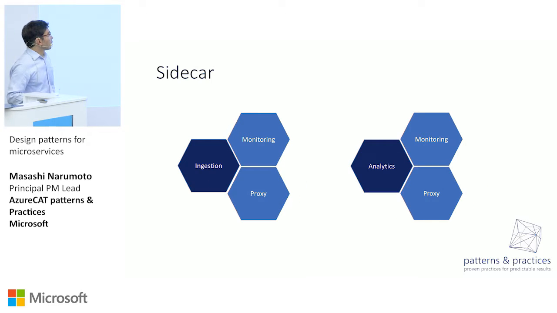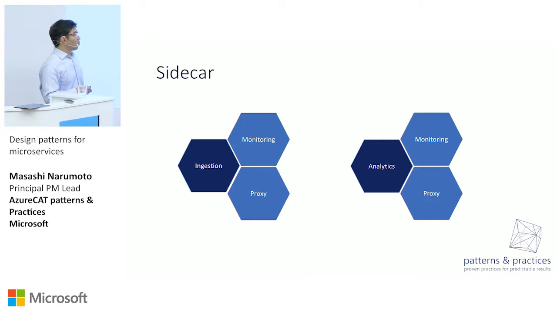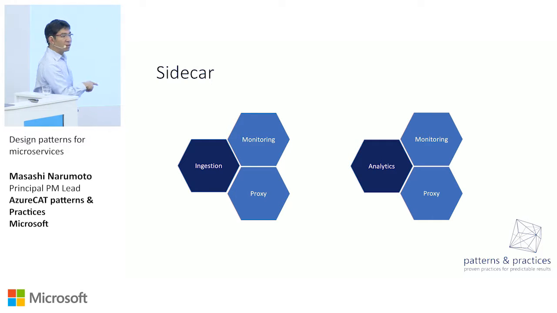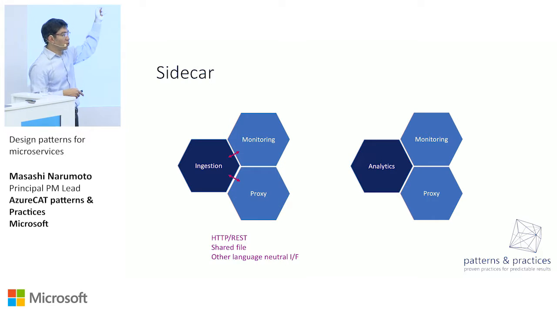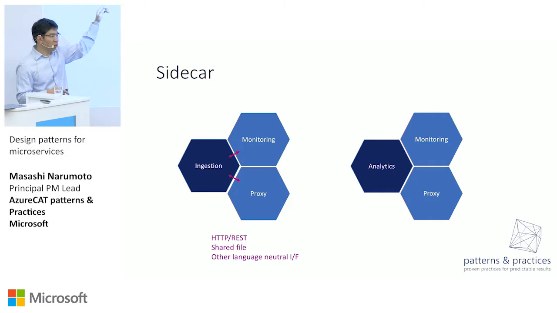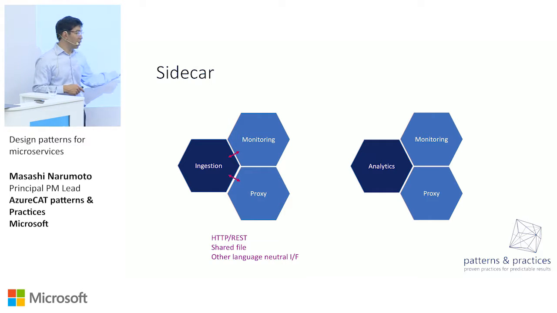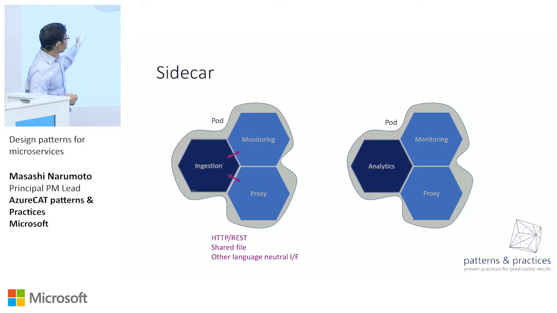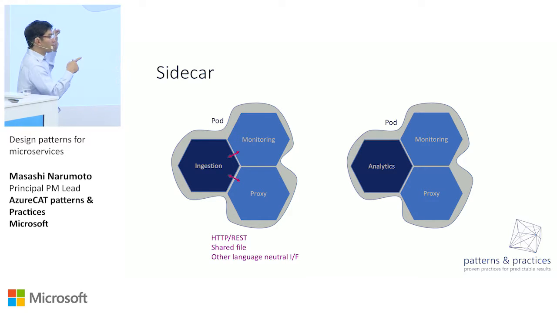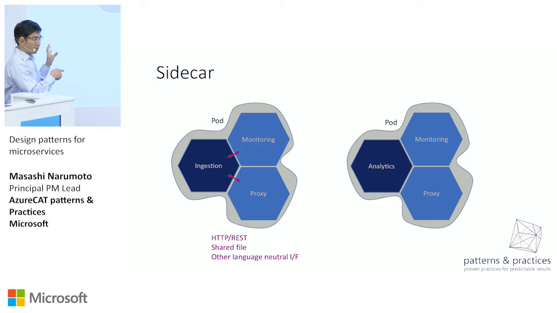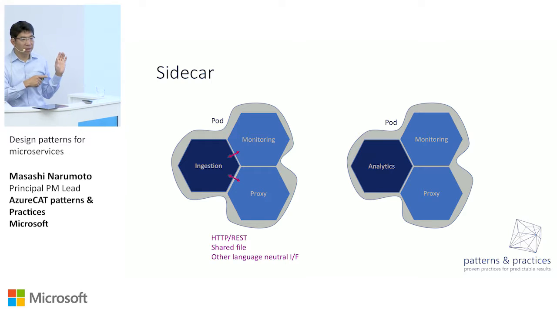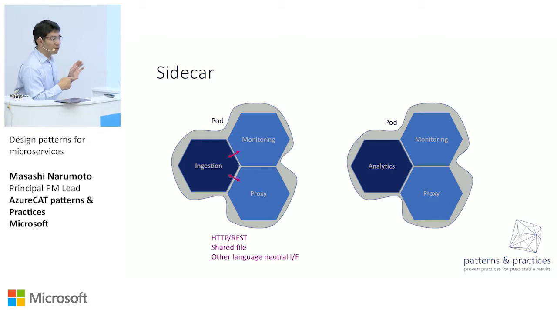So the Sidecar design pattern enables it by attaching those helper functions as a Sidecar container and enables the communication between the primary app and helper functions in a language-neutral way like HTTP REST or shared file, right? And you can deploy those helper functions as Sidecar containers by putting everything into the same pod. This is supported by most of the container orchestrators.